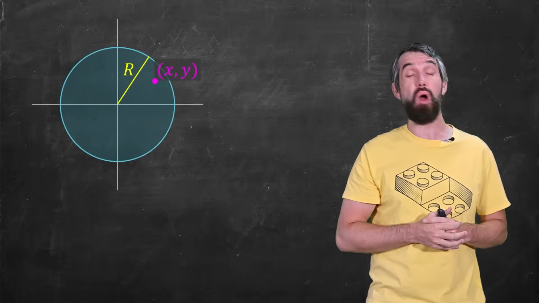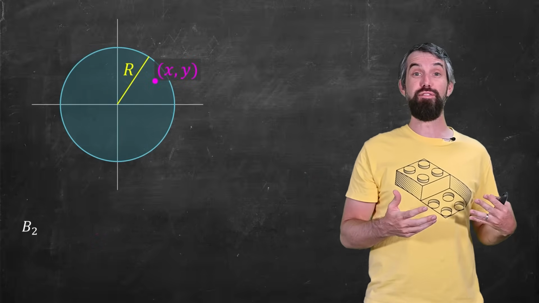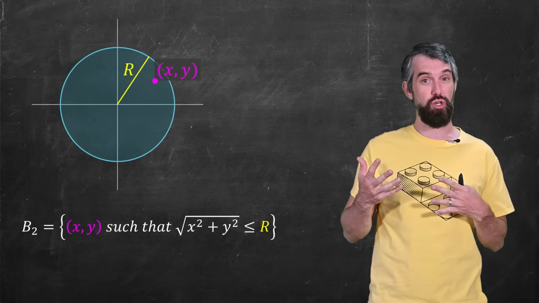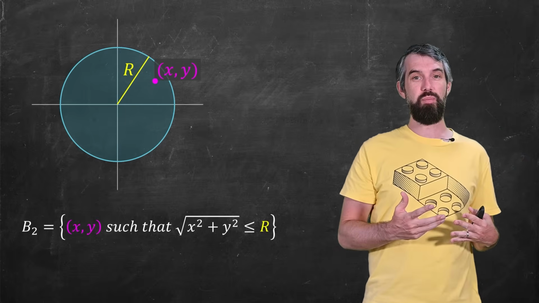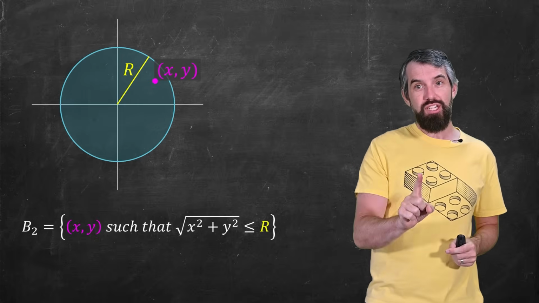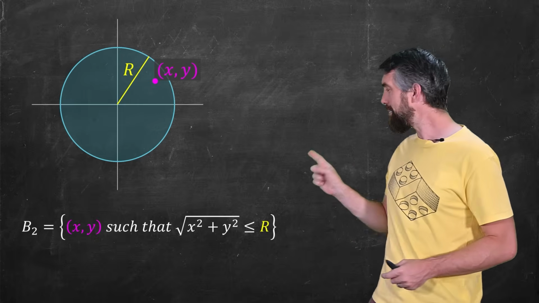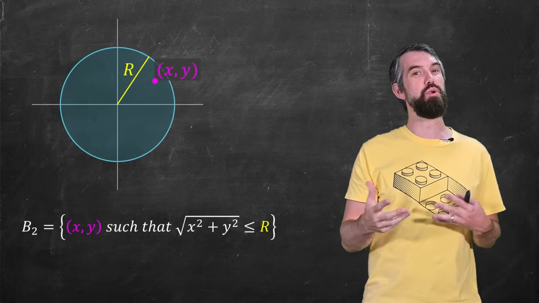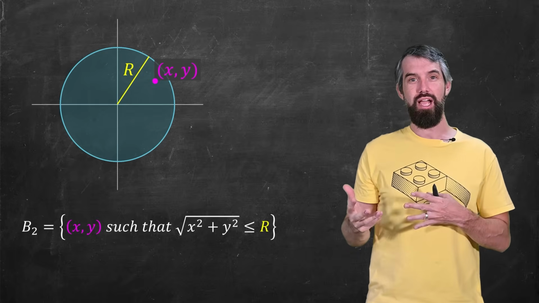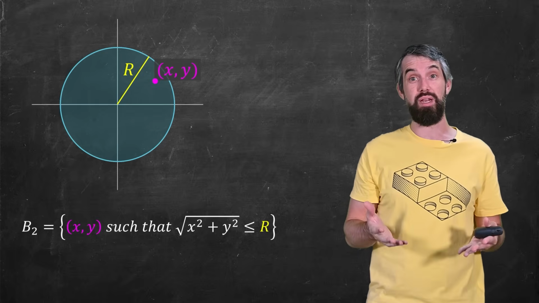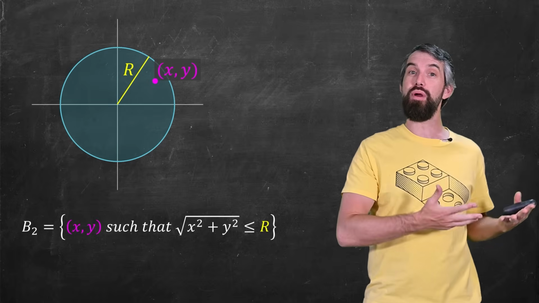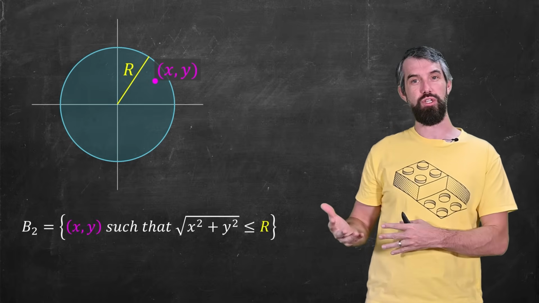Okay, so back to the circle. This is the circle of radius r, centered at the origin, and I'm going to define what I'll call the two-dimensional ball B2, and it's going to be all pairs x, y, such that their distance from the origin is less than r. And I capture that with this formula that the square root of x squared plus y squared is less than or equal to r. This is just the Pythagorean formula, and that is going to be my definition. All points, distance less than r from the origin.